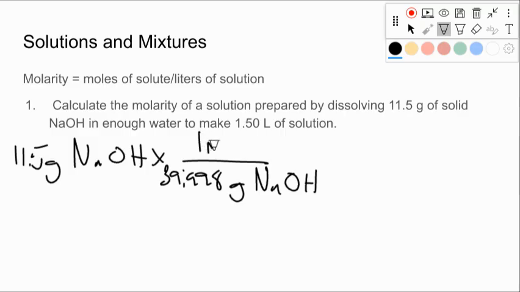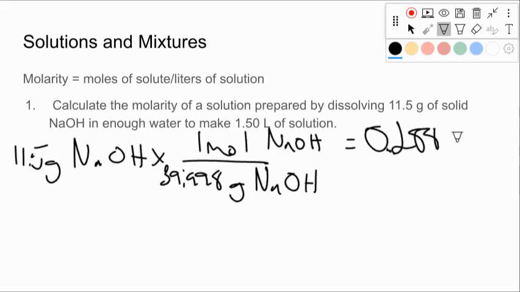And grams is always equal to 1 mole. So then I'm going to do 11.5 divided by 39.998, and round it to 3 sig figs because of 11.5. It gives me 0.288. That's going to be my moles of NaOH, which is my solute in this problem.